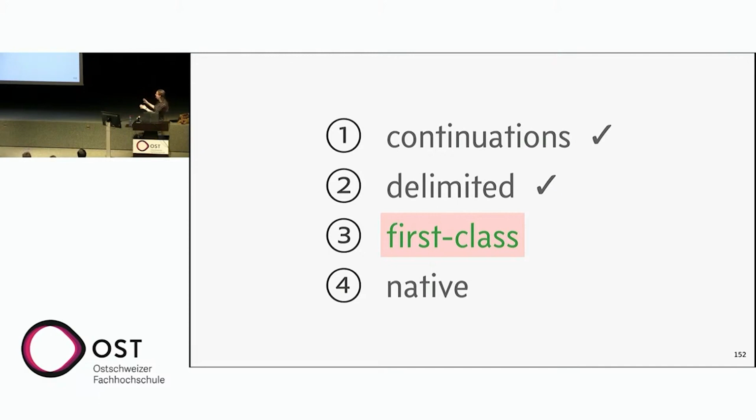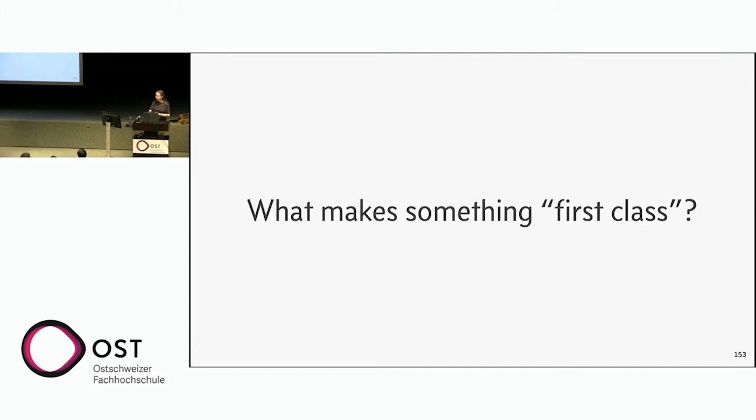Still not wildly crazy, but as we'll see, they can be a little bit more brain-bending. So first we have to answer the question of what actually makes something first-class. What does it mean to have first-class continuations? Well, we have lots of languages these days with first-class functions, which just means that a first-class function is just a function that is an ordinary value in your programming language.